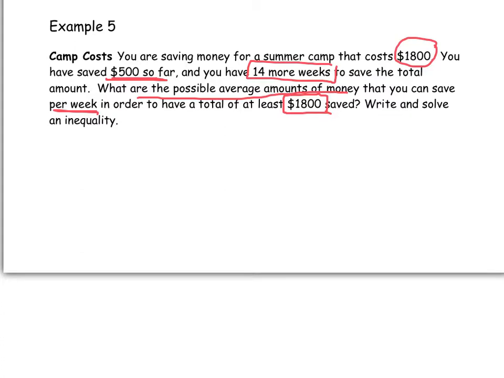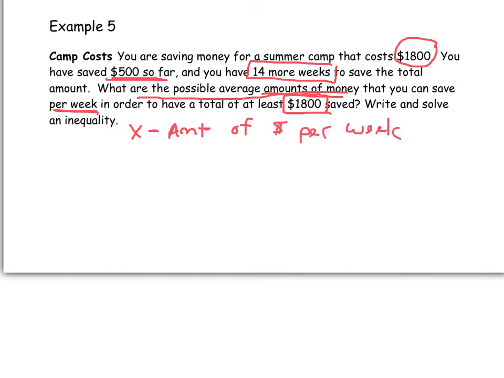So first let's define your variable. Remember, we always want to define our variable. We're going to let x equal the amount of money, so that's what you're looking for, the amount of money per week. So write that down. So x equals the amount of money per week that you need to save.